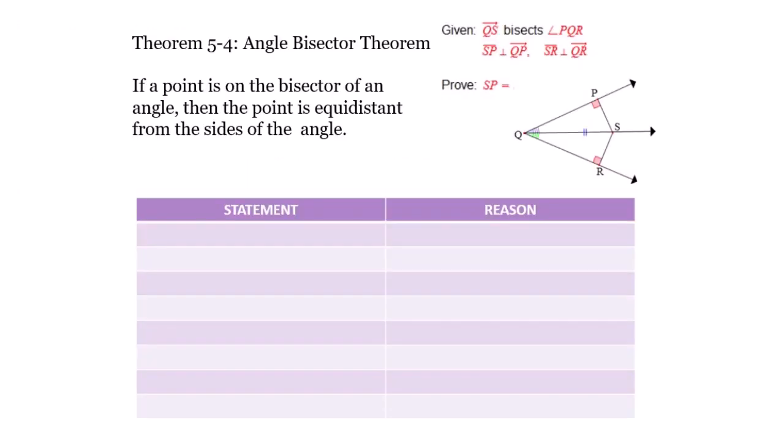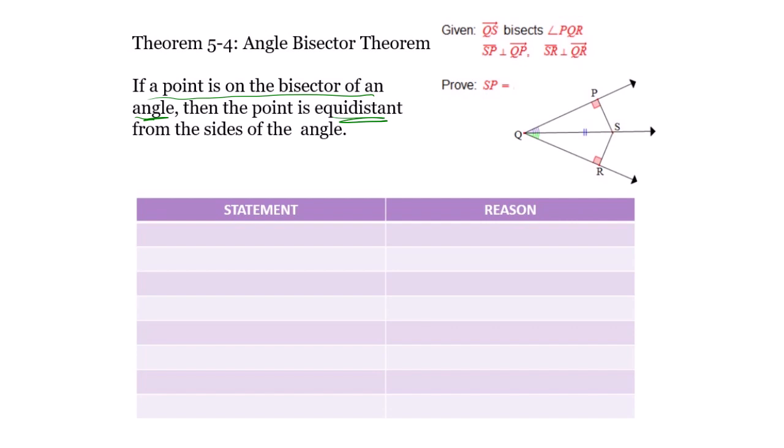So here we're going to prove the angle bisector theorem, theorem 5-4 in the book. It says if a point is on the bisector of an angle, then the point is equidistant, there's that word again, from the sides of the angle. So if a point is on the bisector, then it must be the same distance away from the sides of that angle. Okay, that kind of makes sense, right? Because it's right in the middle, so it should be the same distance away.